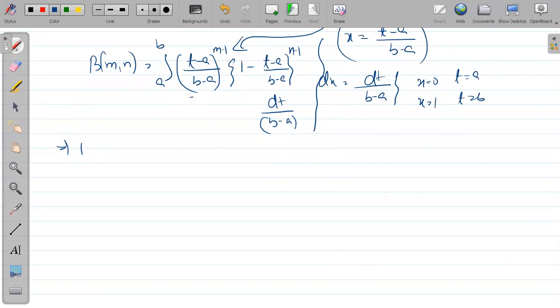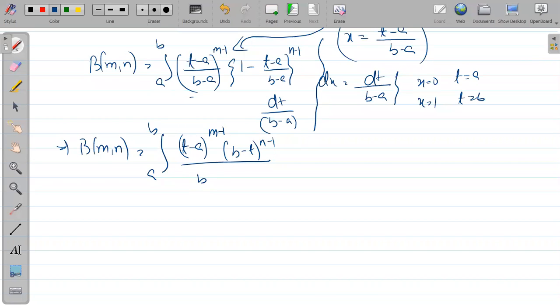So doing this much, what we are getting, let me simplify it, a to b. T minus a to the power m minus 1 is what? B minus a, a will be cancelled. In b minus t you are getting c here. And in the numerator it is what? B minus a to the power m minus n plus n minus 1 plus 1 into dt.